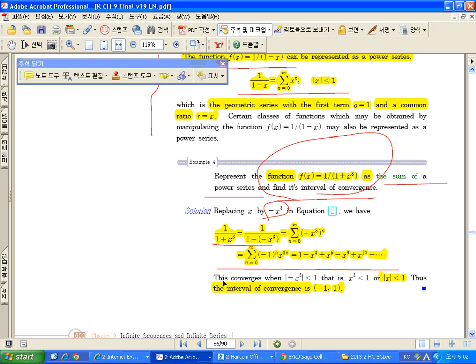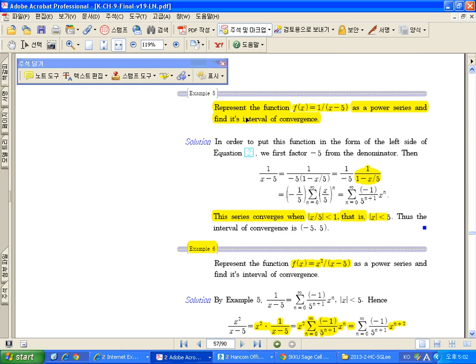Okay, so as you know, this converges when the absolute value of minus x cubed is less than 1, and so we can easily find the interval of convergence without much difficulty. Next, represent this function as a power series. Similarly, we just change this.